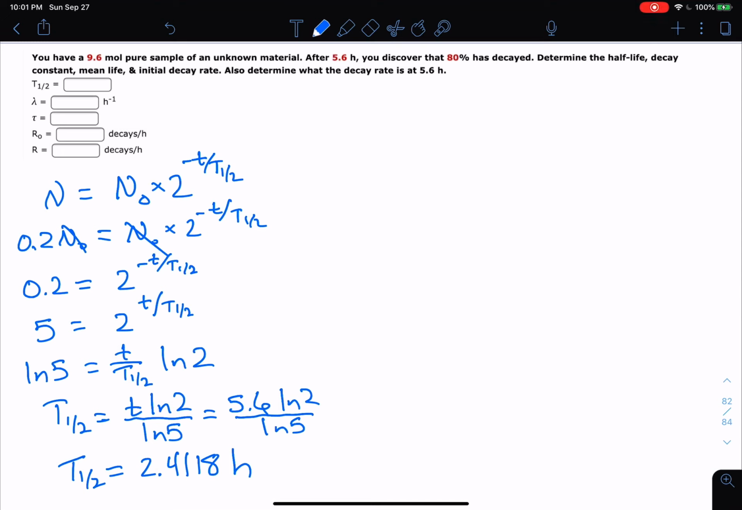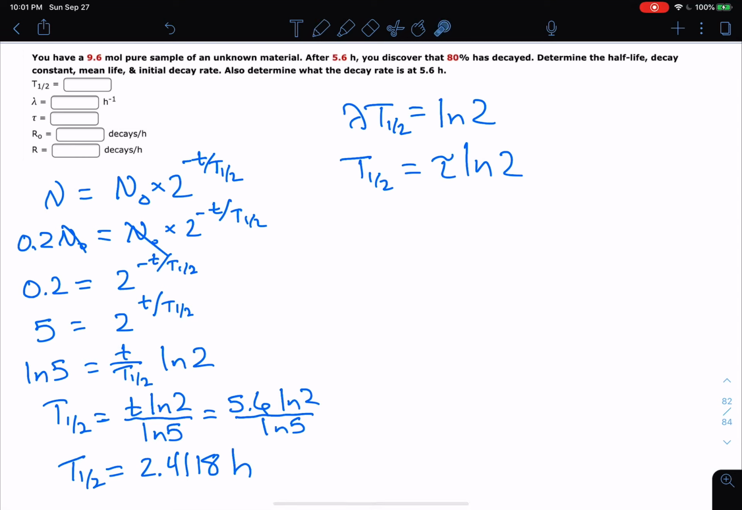Okay, now that I know the half-life, it's really easy to get everything else that I need. Well, most everything else. So for example, to get the decay constant, lambda, we have the relationship that lambda times the half-life is just equal to the natural log of 2. Okay, so that's easy enough to do. I also have the relationship that the half-life is equal to tau times the natural log of 2. So I can make use of that to get the mean life. Remember, tau is the mean life.